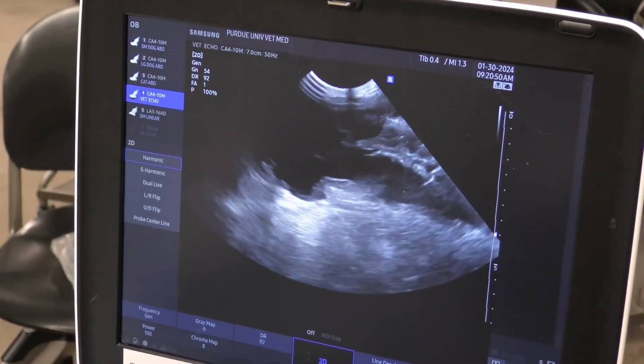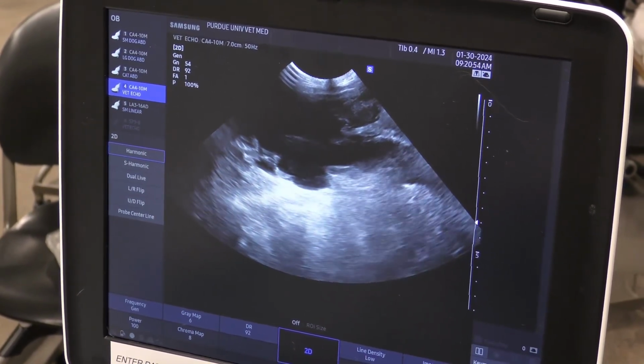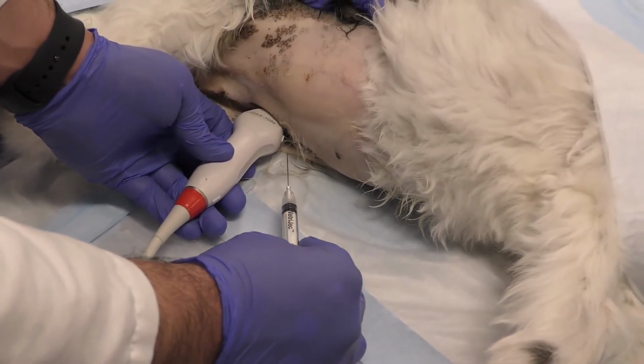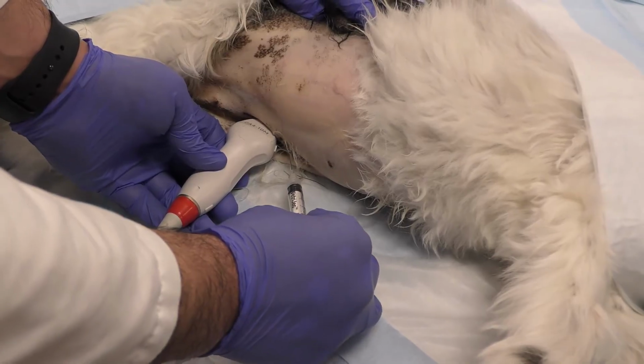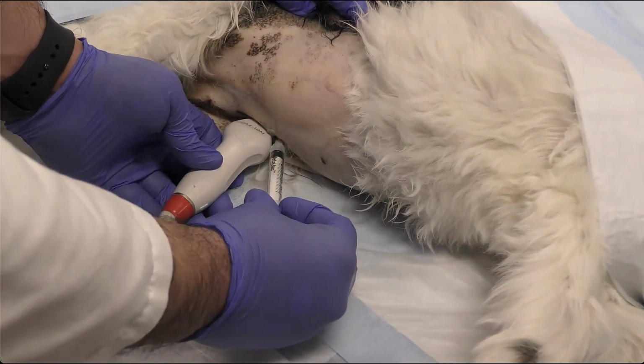Keep the ultrasound probe marker pointed toward the head of the patient at a 60-degree angle to the skin. Using an 18 to 22 gauge needle with a 3 to 6 ml syringe attached, insert the needle, bevel toward the probe, about 1 centimeter from the probe. Visualize the needle penetrating into the fluid prior to pulling back on the syringe.